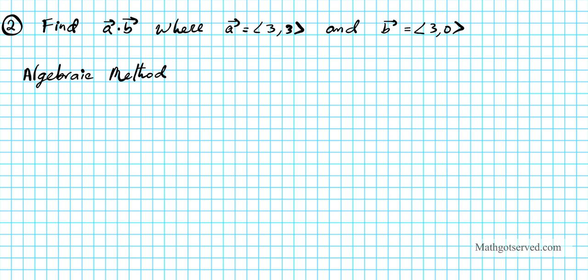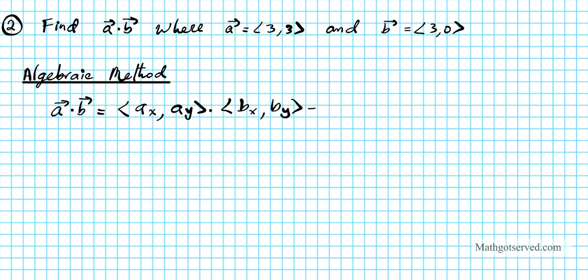Alright, so the algebraic method. What is the formula for the algebraic method? Let's write it out first and then go ahead and solve it. If we're dotting two vectors A dot B, basically we're doing the x and y components of A dotted with the x and y components of B. Alright, so the dot product in the algebraic method is you multiply the x components of both vectors in 2D, and then you add it to the product of the y components of both vectors. Alright, like that, and that's it. Okay, now let's apply that to this problem.